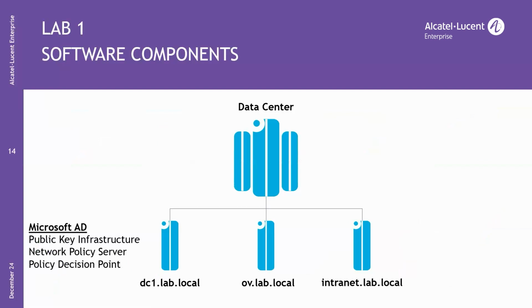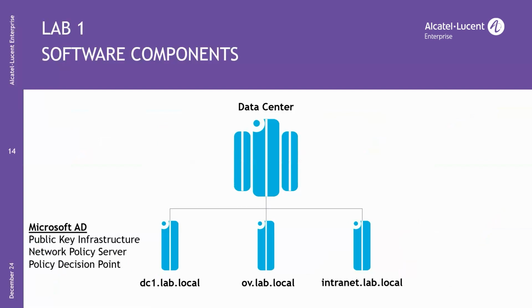Let's look in more detail at what we have at the data center. At the data center, we have an Active Directory server, which is dc1.lab.local. This server is also hosting Microsoft Network Policy Server and public key infrastructure services to issue certificates, as we will be using IPTLS certificate-based 802.1x authentication.